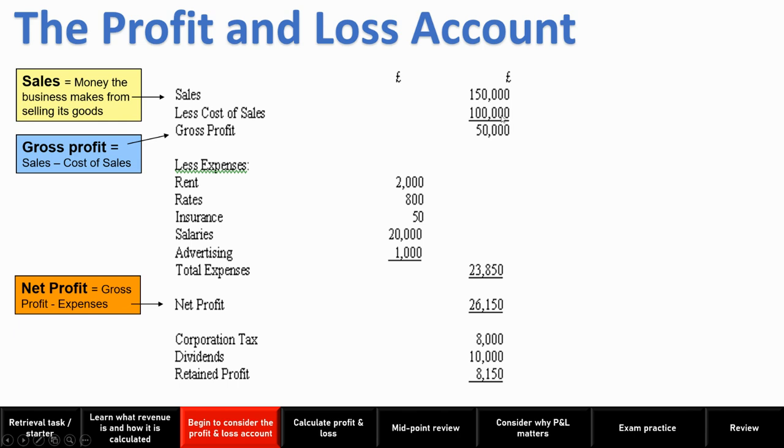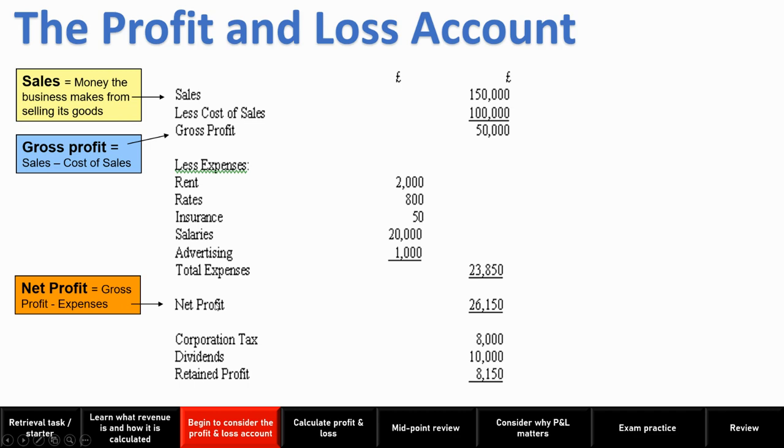So sales, take away cost of sales, take away expenses, gives you your net profit, what you're left with. Now, usually GCSE stops there, and that's as far as it will go. But in real life, there's one extra stage here. So we're going to teach you this just in case it gets brought up in your exam. So £26,000 is your profit.